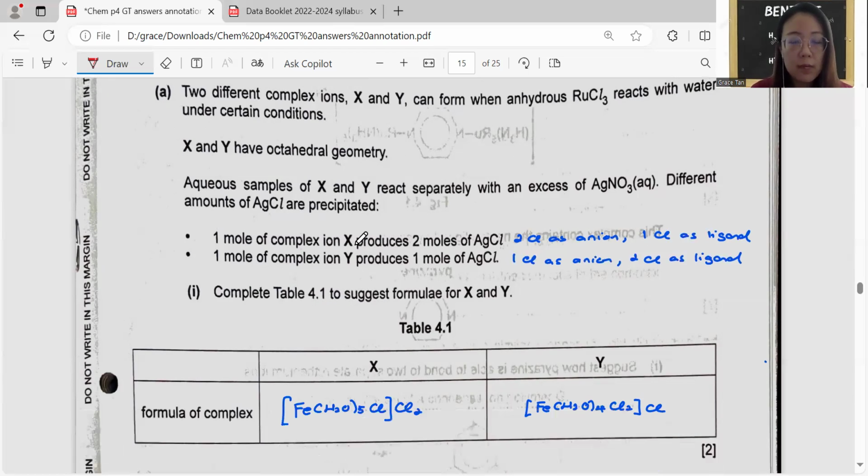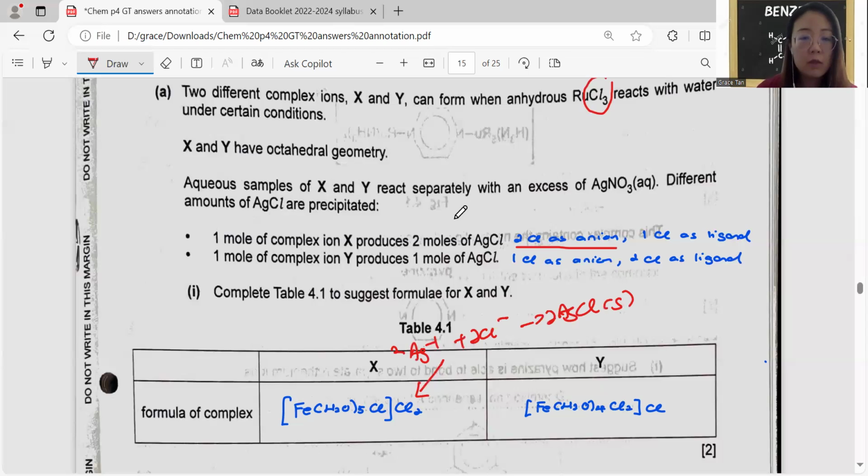So 1 mole of complex X produces 2 moles of silver chloride. So silver plus will pick up chloride anion. So if you got 2 AgCl, that means you got 2 Cl minus as anion. Understand? So you have 3 to start off. If 2 is outside as an ion, that means 1 is inside as a ligand. So if you look at the formula for my compound X, can you see this is 2 chloride as the anion? Because when silver comes in, 2 silver and 2 chloride will give 2 silver chloride precipitate.